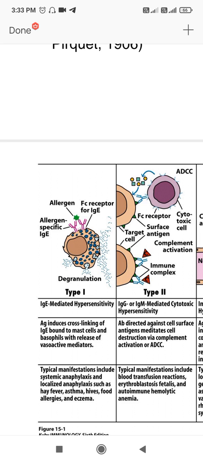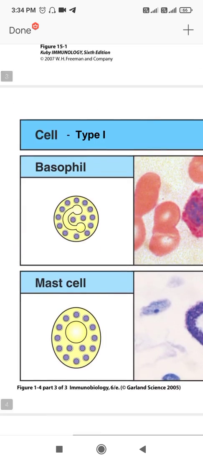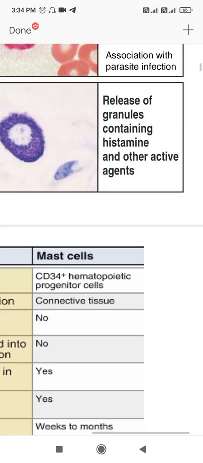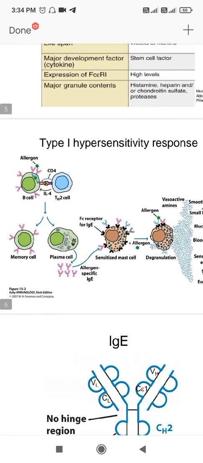So the mechanism of type 1 hypersensitivity: when there is binding of the allergen with the IgE receptor present on mast cell or basophils, then degranulation of vasoactive substances from the mast cell or basophil takes place, which are the vasoactive mediators of anaphylaxis. So typical manifestations include systemic anaphylaxis, localized anaphylaxis such as food allergies, fever, asthma, etc. Now these are the structures of basophils and mast cells, and the release of granules containing histamine and other active agents, and how they are released.